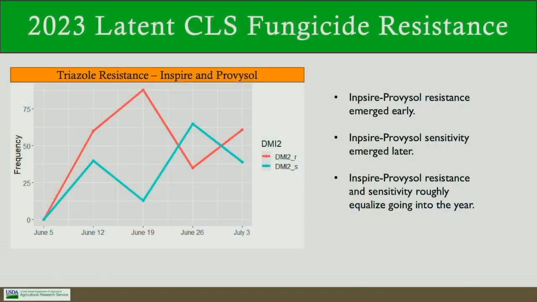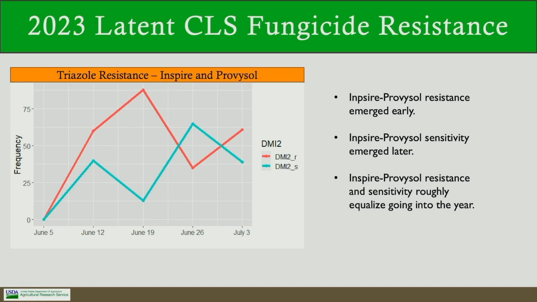When we look at the other triazoles we are able to detect resistance for, so Inspire and Provysol, we see a slightly different pattern in that you eventually end up with a fairly even ratio of resistance and sensitivity moving into the year. And one thing I didn't point out here, red is resistant, blue on these graphs are sensitive lines. So if you need me to go back on that later, let me know.